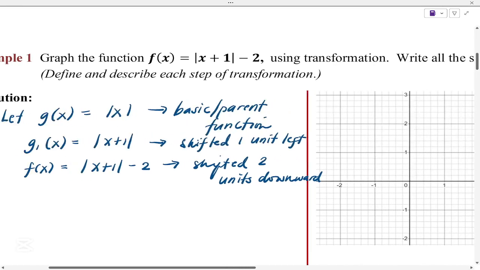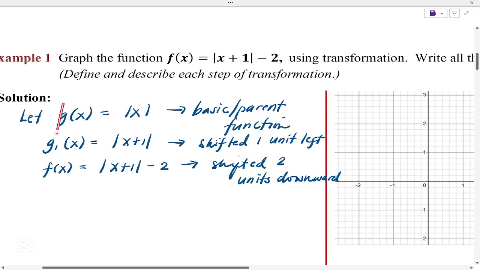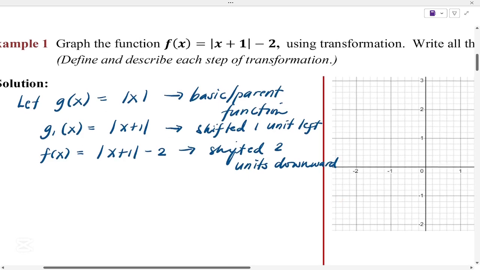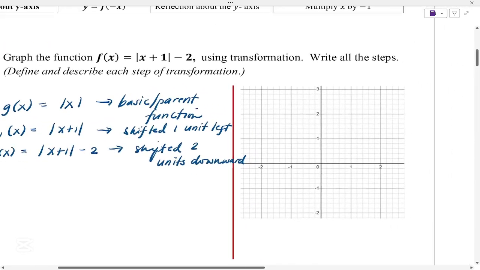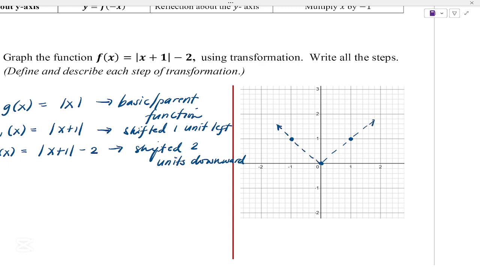So now we can graph the basic function and the given function. To graph the basic function, we will start substituting 0 for x. When x is 0, y is 0. When x is 1, y is 1. When x is negative 1, y is 1. So we will connect these points using a broken line, and we can label this as g of x, which is absolute value of x.